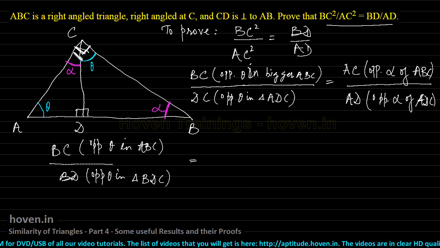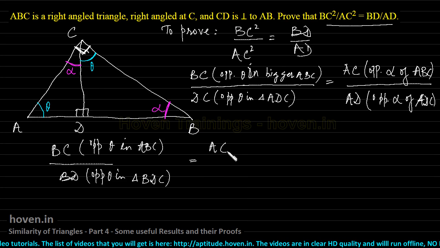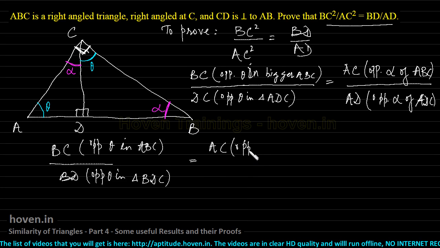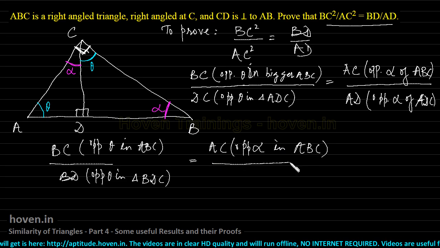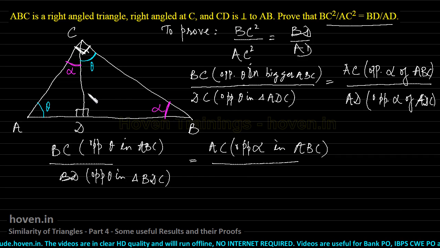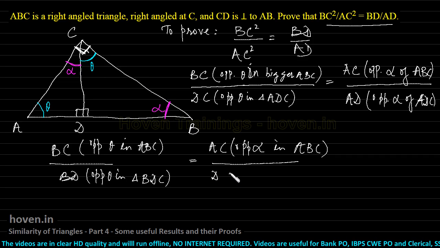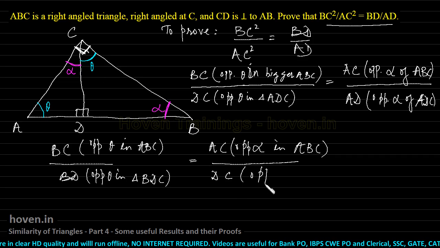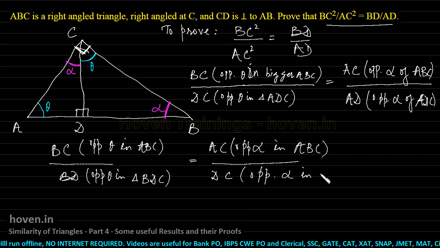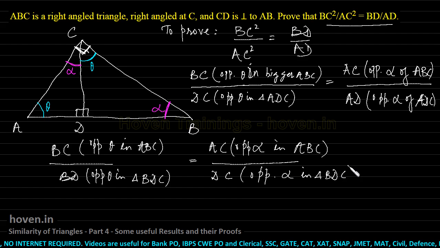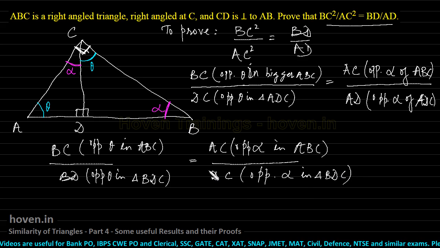Now take alpha. In the outer triangle, alpha is opposite AC, so I'll write AC opposite alpha in triangle ABC, by opposite alpha in this triangle, which would be DC. So I would write it as DC opposite alpha in triangle BDC. So we have basically this equation and this equation.